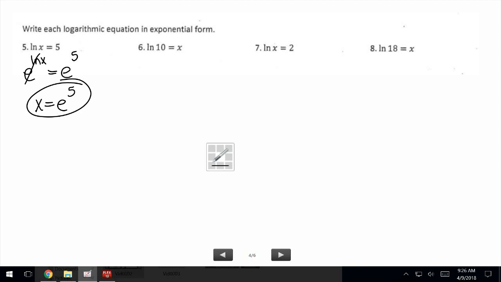How did we do so far? We okay? All right, what about number 6? What's the opposite of the natural log? Base E. That means everything gets raised to the power. Gotta do the power.